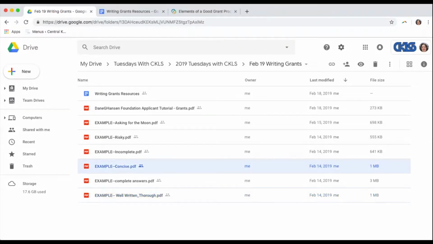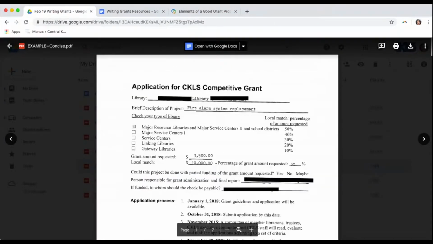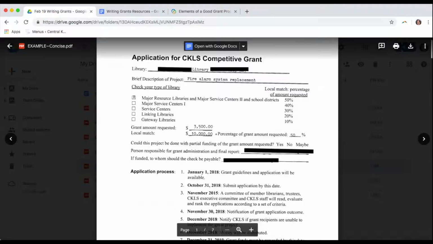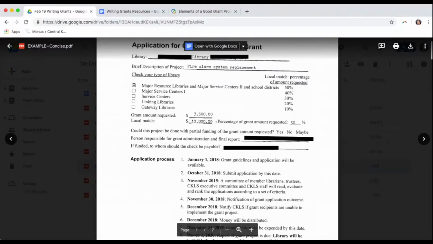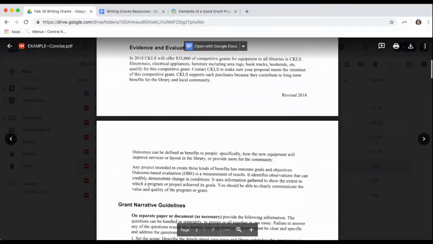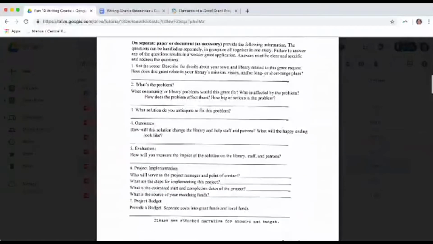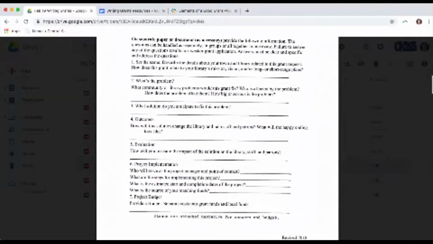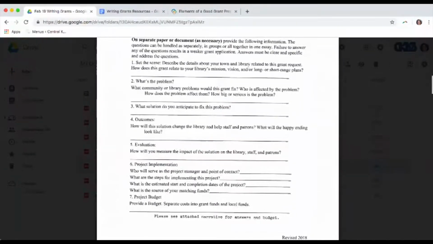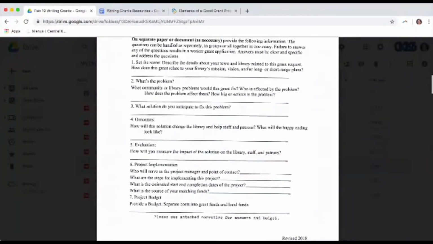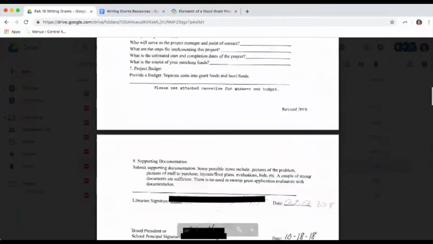And this one we really liked as well. These are from the equipment grant last fall. So here she put at the bottom, please see attached narrative for answers and budget. So again, they put somewhere on that sheet that they're attaching the answers to all of this, so that I know that they didn't just forget to answer it.